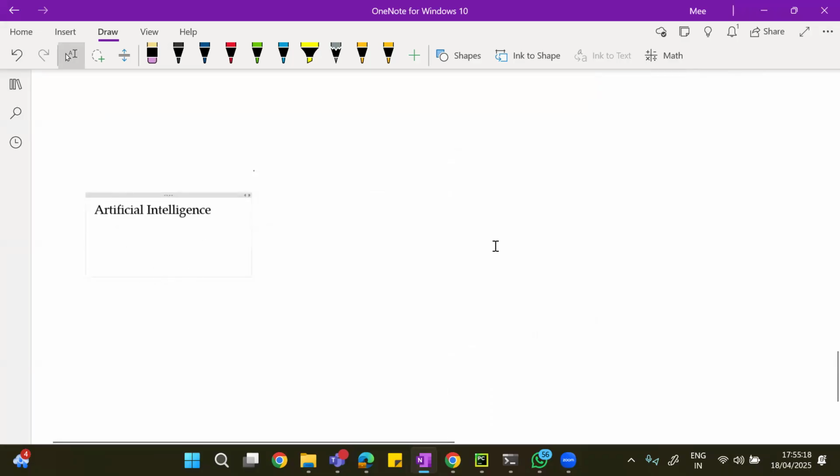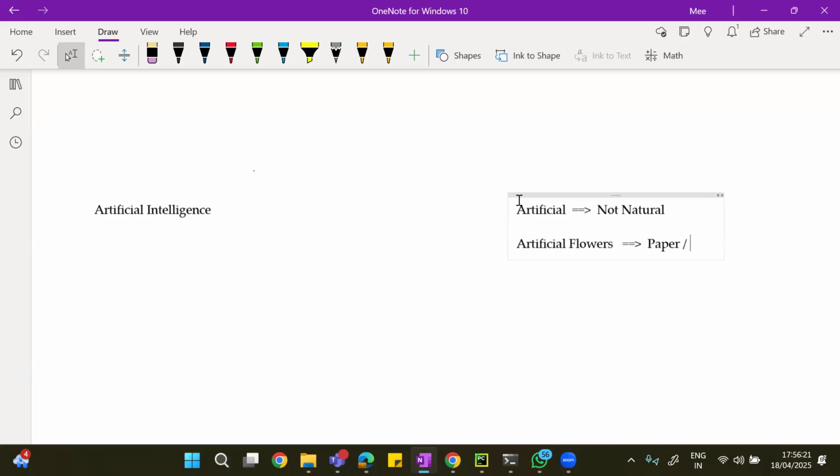When you look at this, there is a term called artificial. Artificial, in general terminology, means not natural. It is human-made or man-made. Anything made by humans, replicating something natural, is called artificial. Let's take an example: artificial flowers. We know there are natural flowers like rose and lily, and they have their own natural fragrance. But artificial flowers are made out of paper or maybe some plastic.